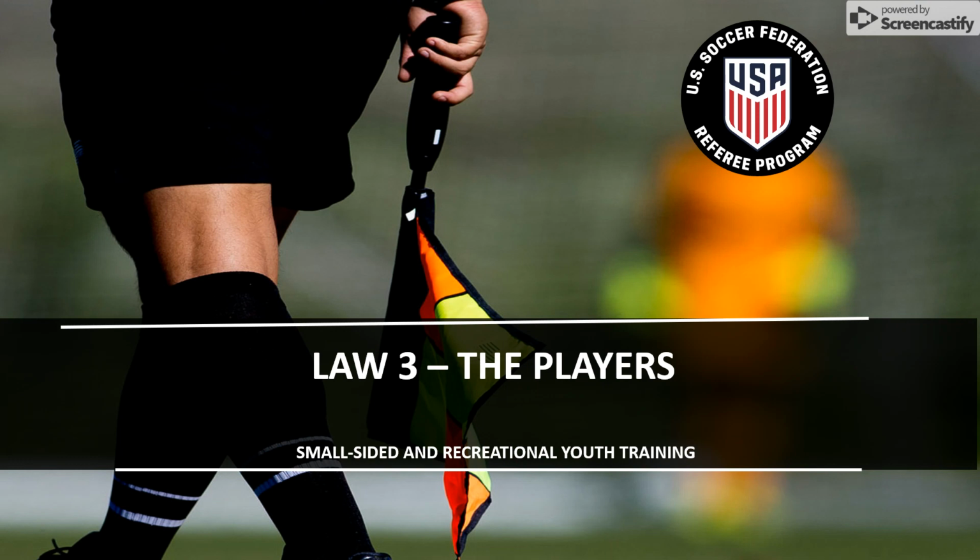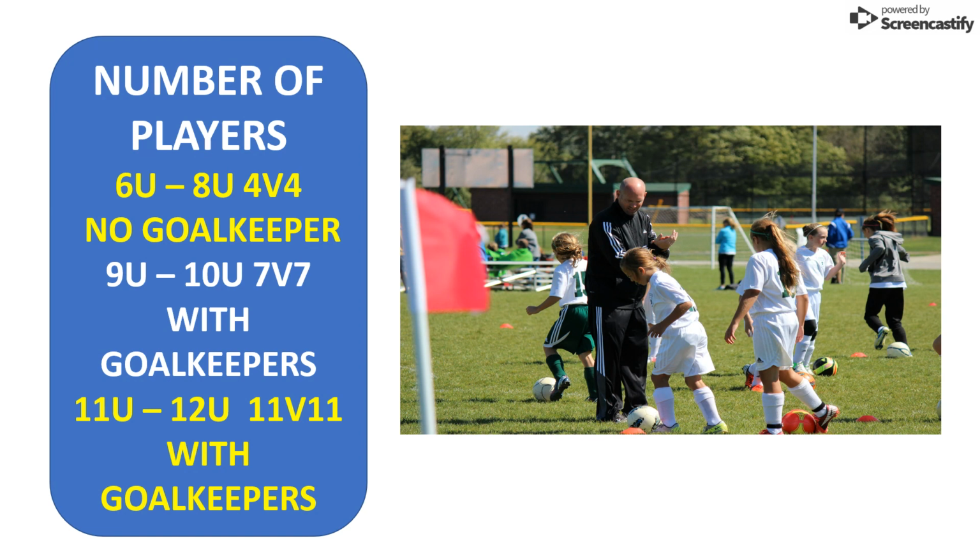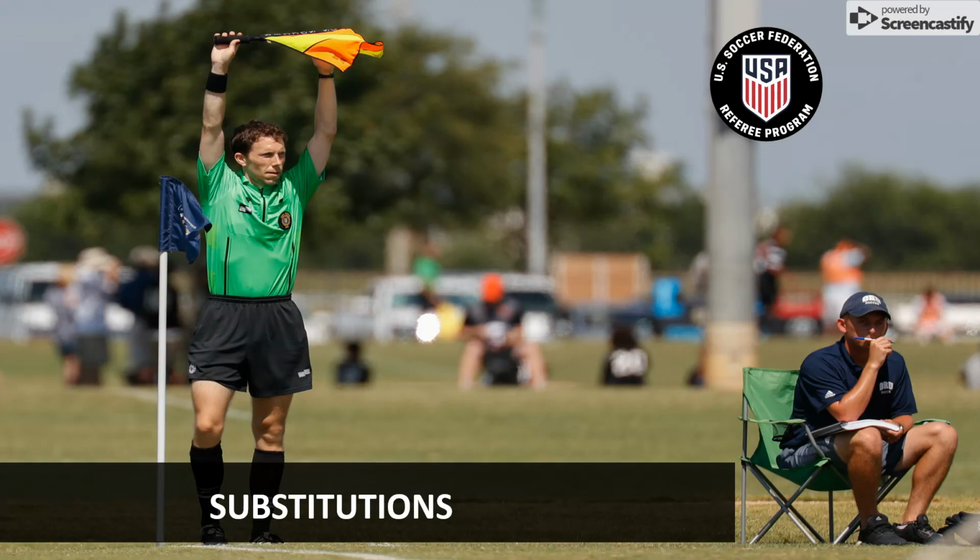Law 3, the players. The modified rules are designed to make the game both enjoyable and purposeful in the development of the player. The number of players on the field is decreased for the younger players in order to provide more touches on the ball and more involvement in the game. A goalkeeper is not used in the 4v4 play format, while they are introduced in the 7v7 and 9v9 formats. Small-sided and recreational youth games will often allow unlimited substitutions, but the modified rules of competition will outline how many and when substitutions are allowed, so officials will need to know these rules.